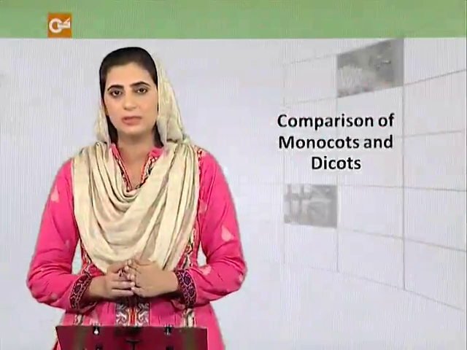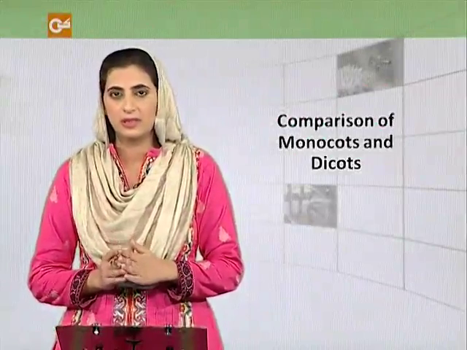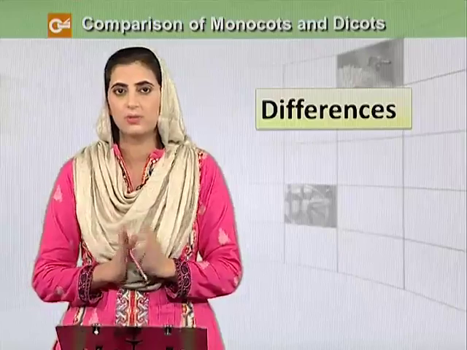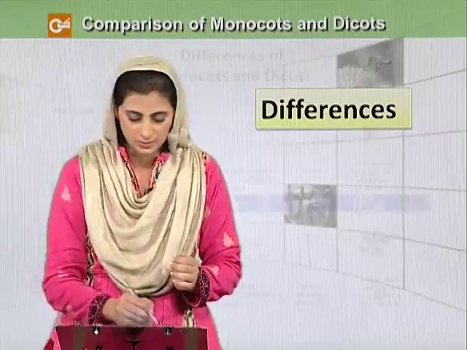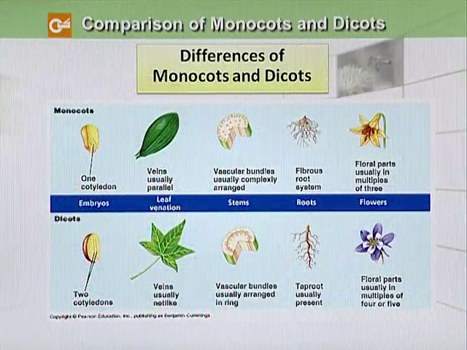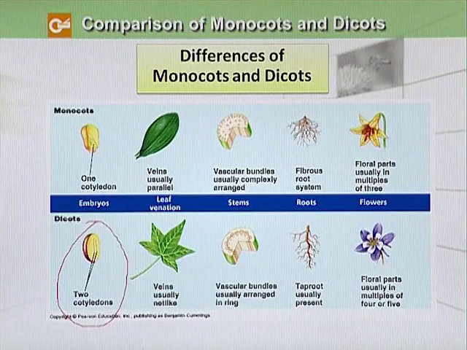In this module, we will discuss a few points to highlight the comparison between monocots and dicots. First of all, we will discuss the differences between monocots and dicots. You can see here that monocots have one cotyledon during their embryonic stage, which is actually an embryonic leaf, while the dicots have two cotyledons during their embryonic stage.